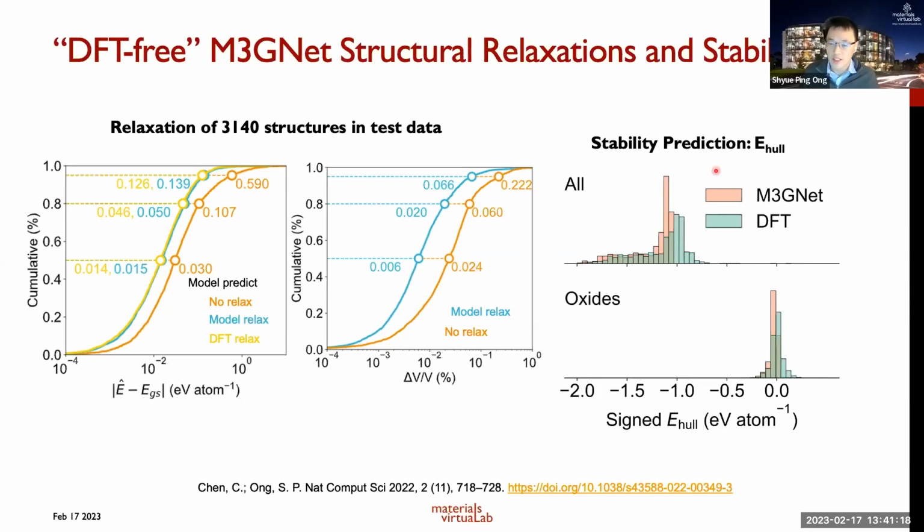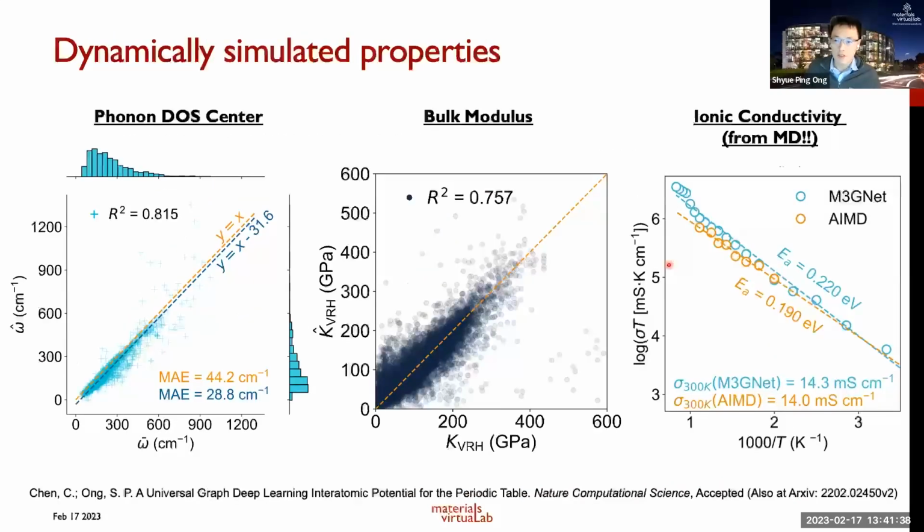And with that, we can actually do stability predictions, right? So we can take the M3GNet predicted energies, build a phase diagram and then calculate the E above hull. And what we found was that the M3GNet predicted E above hulls and the DFT predicted E above hulls are actually fairly consistent with one another. Okay. Now, of course, an interatomic potential is not just used to relax structures and calculate the energy, right? You can essentially use that to calculate any dynamic properties, right?